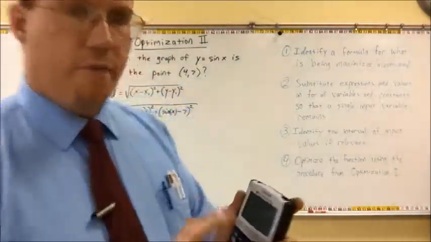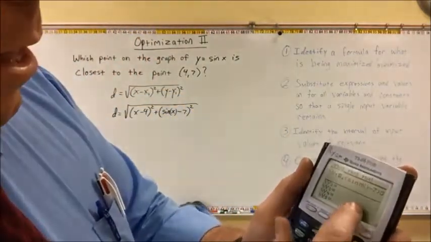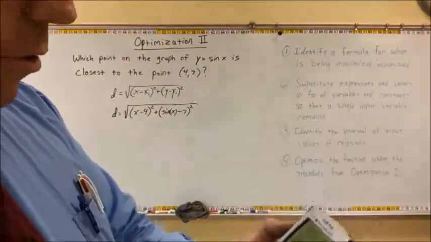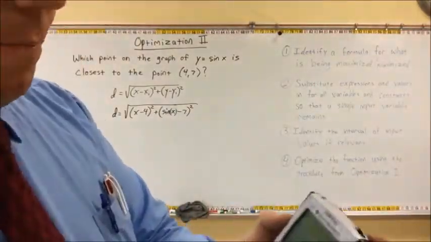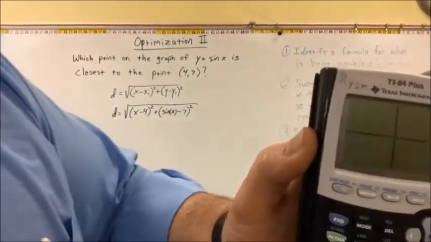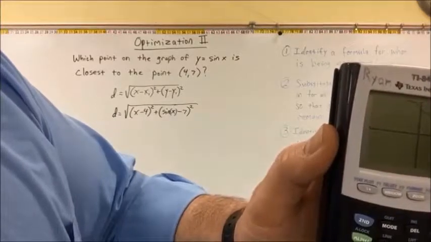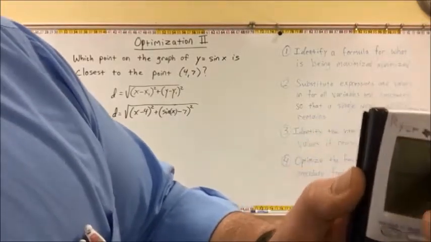All right, then minus 7, close parenthesis, and then we're going to square that. Okay, and now we've entered the whole thing. Now we're going to hit graph. This is what it looks like. All right, looks a little crazy there, but it looks like we got a low point right here.